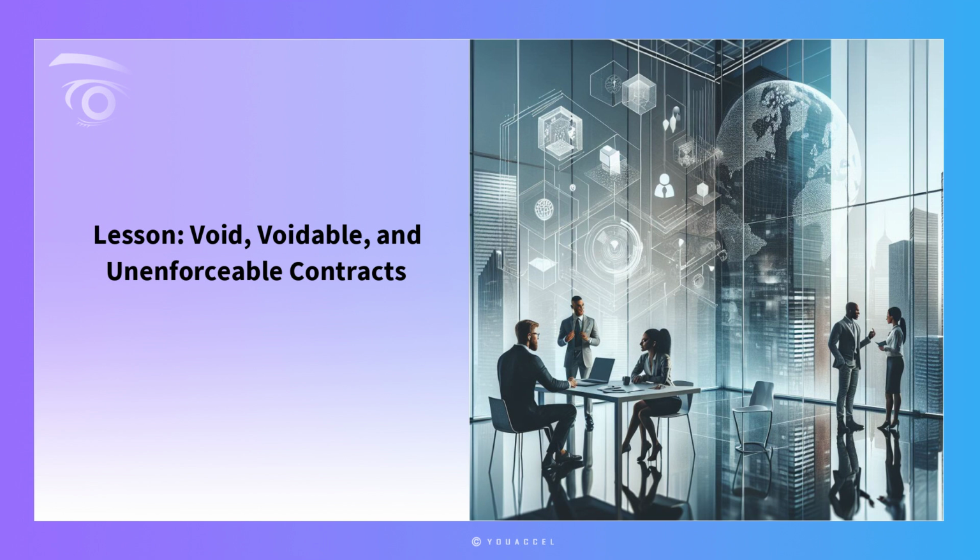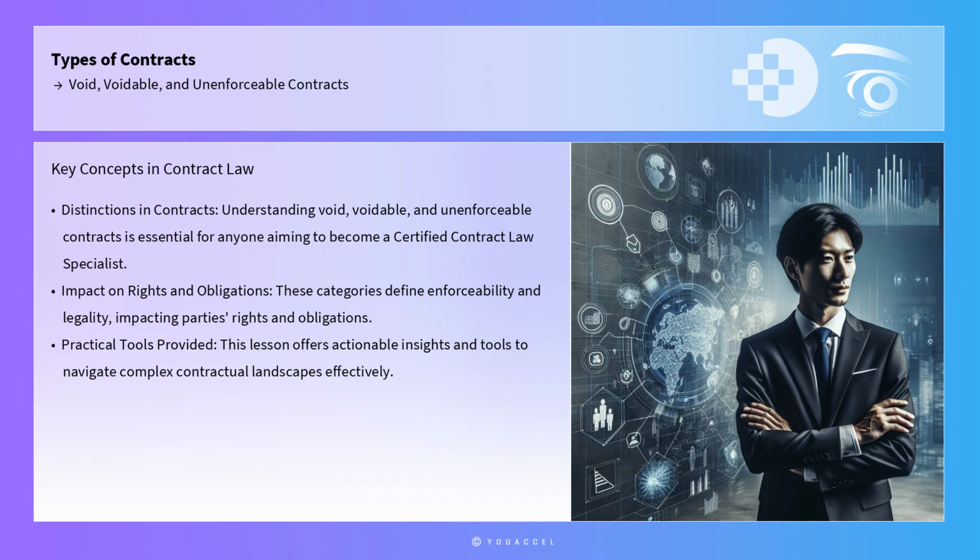Lesson: Void, Voidable, and Unenforceable Contracts. In contract law, understanding the distinctions between void, voidable, and unenforceable contracts is essential for any professional aiming to become a certified contract law specialist. These categories define the enforceability and legality of contracts, impacting parties' rights and obligations. This lesson delves into these concepts, offering actionable insights and practical tools to navigate complex contractual landscapes effectively.